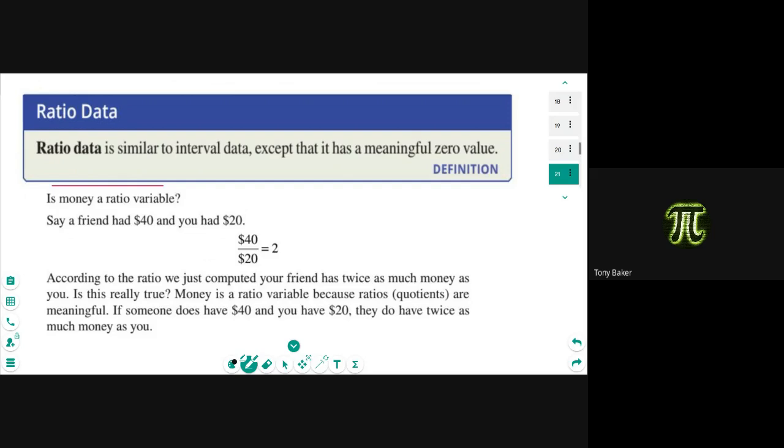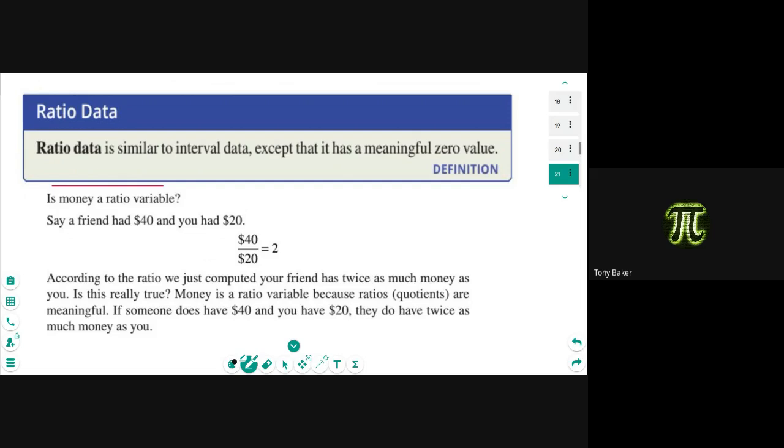So if you think of ratio, if you remember back from middle school and high school, when we were talking about ratios, it was fractions, it was division. So if you can take 2 of those numbers and divide them and it has some meaning, that's ratio data.